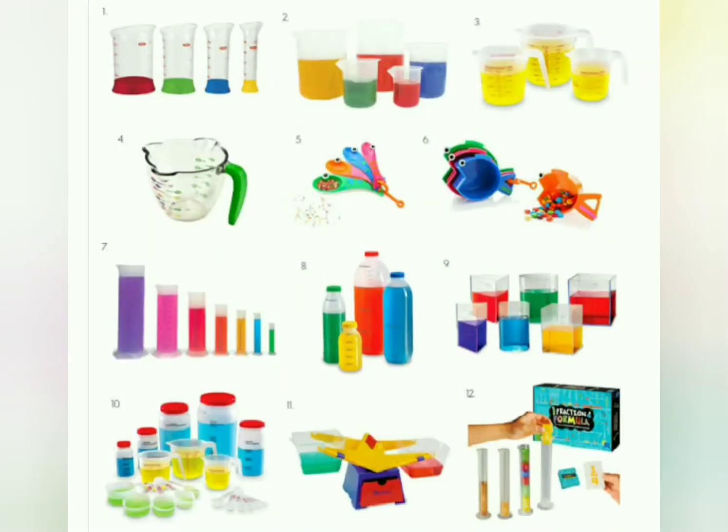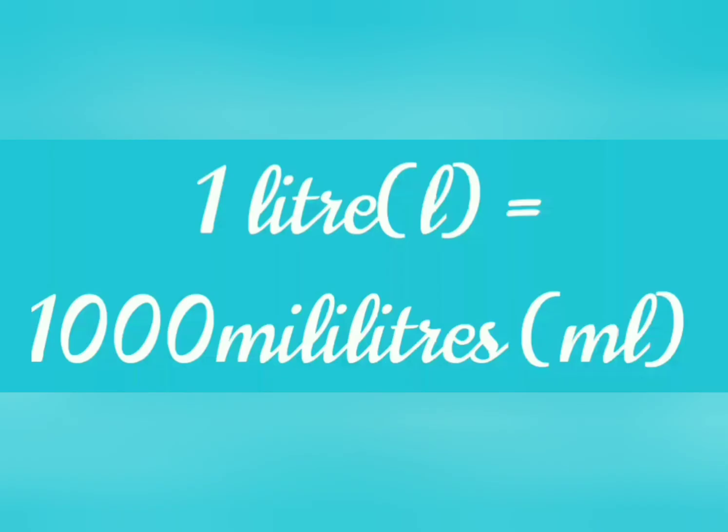And children, water, juices and all types of oils, these are all liquids. Water is also a liquid. Yes, and liquids are measured using liter and milliliter units. And liter is bigger than milliliters. Liter is 1000 times bigger than milliliter. 1 liter is equal to 1000 milliliters.